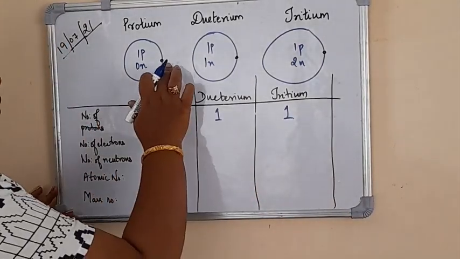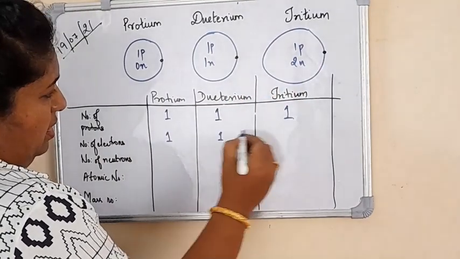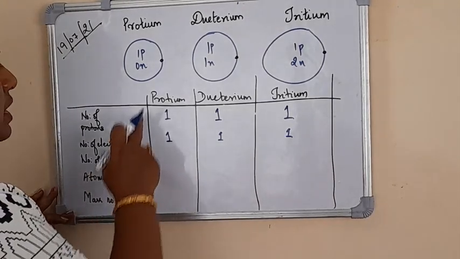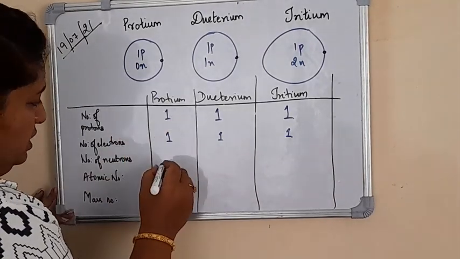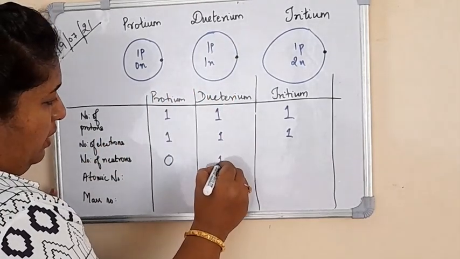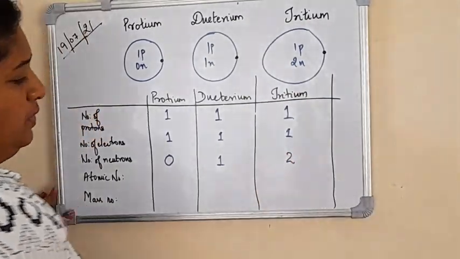Number of electrons, 1, 1, 1 each. So, number of electrons 1. Now, number of neutrons. In protium, there are no neutrons, 0. In deuterium, 1 neutron. In tritium, 2 neutrons. Okay.